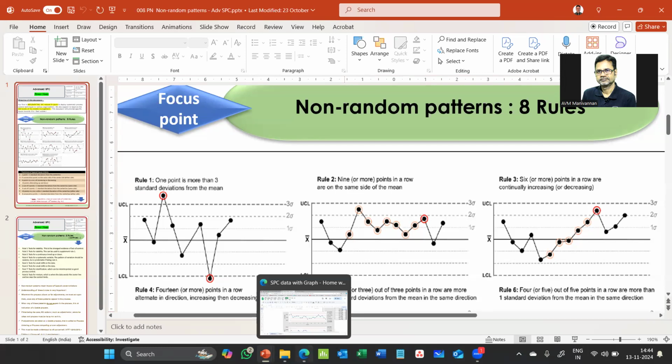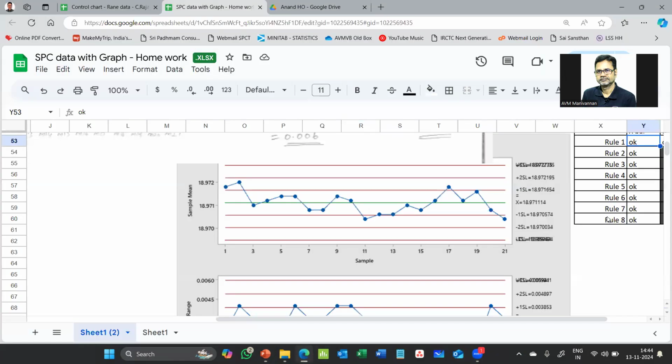Okay. Now compare with your RANE data. Rule number two satisfactory? Yes. Clear? So one and two are good. I just mark with the color. Third rule. What is the third rule, Raja?